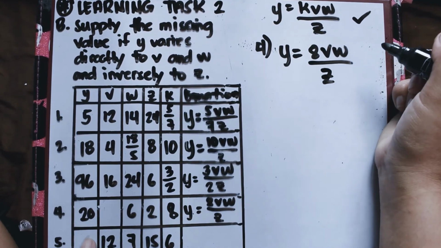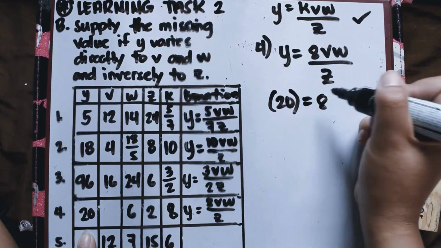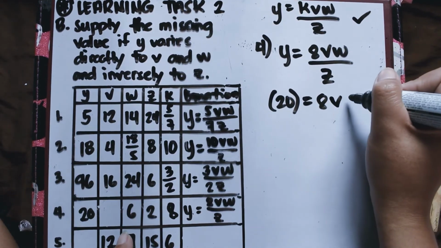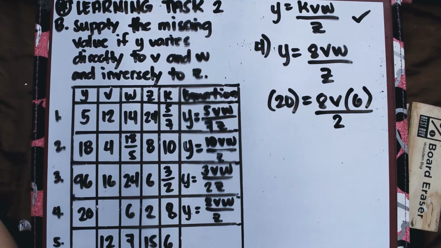Substitute lang natin yung mga value. So, meron tayong value ni Y. We have 20 is equal to 8. Ano yung ating V? Since yun yung nawawala, wala pong value na ipapalit. Si W naman ay 6, all over Z. Yung ating Z ay 2.